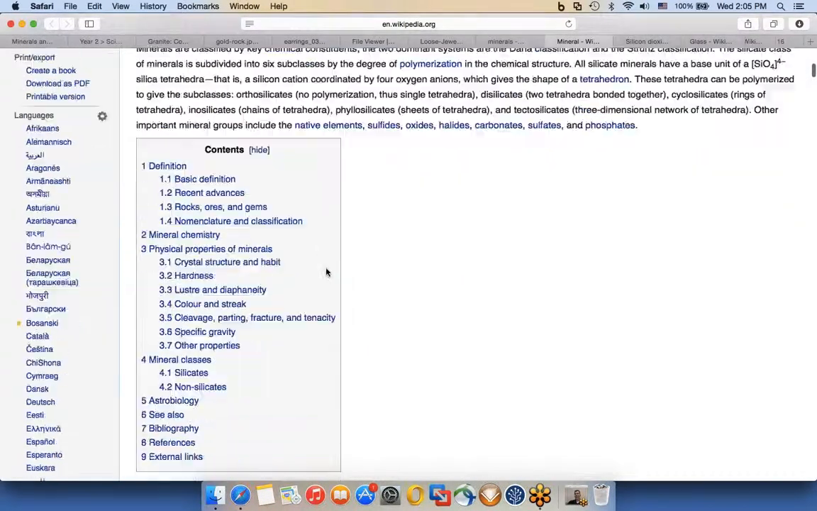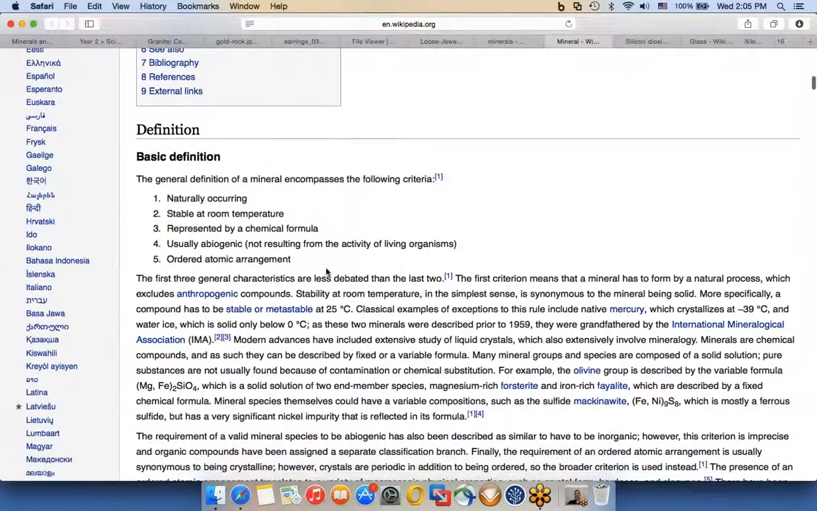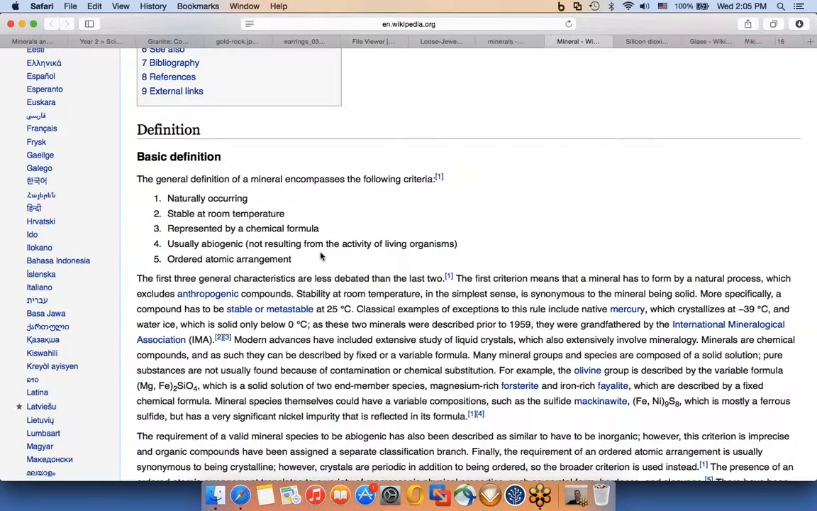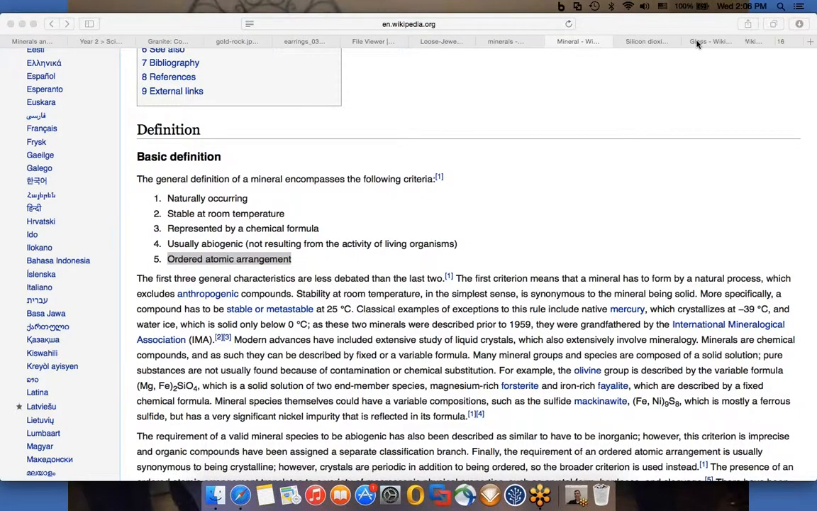Okay, so further down in the article, it gives the basic definition of a mineral, and it has 5 characteristics. One is naturally occurring. It is stable at room temperature, represented by a chemical formula. Usually abiogenic, so not resulting from the activity of living organisms, and its ordered atomic arrangement.